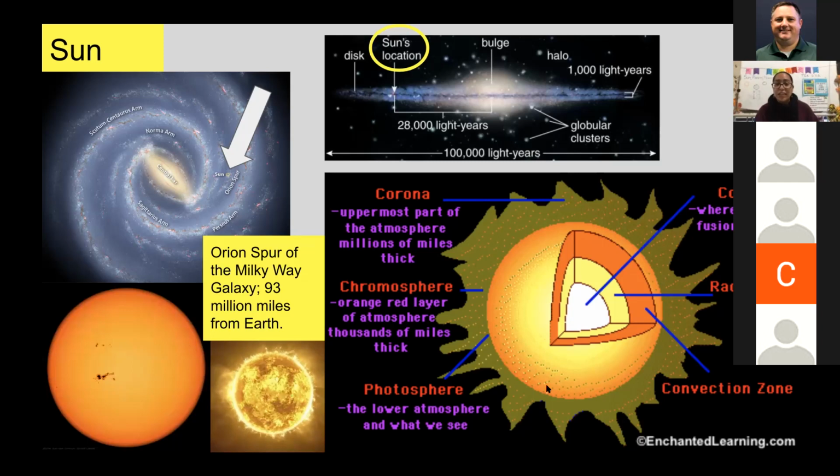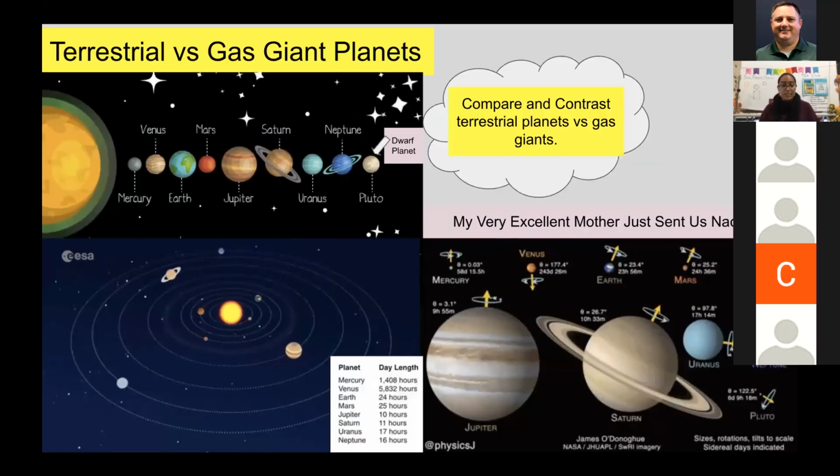And then here's a quick infographic for you guys to see the internal structures and layers of the sun. And then in our next slide, it's just a brief overview of our planets. So we have 8 planets in total, and they are divided into terrestrial versus gas giants. So take a moment to compare and contrast those terrestrial planets with the gas giants and see if you can identify which planets are which.